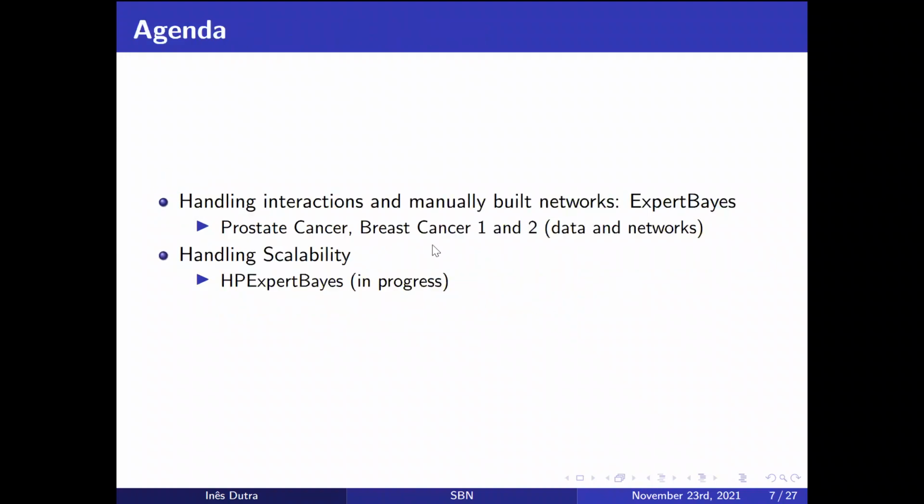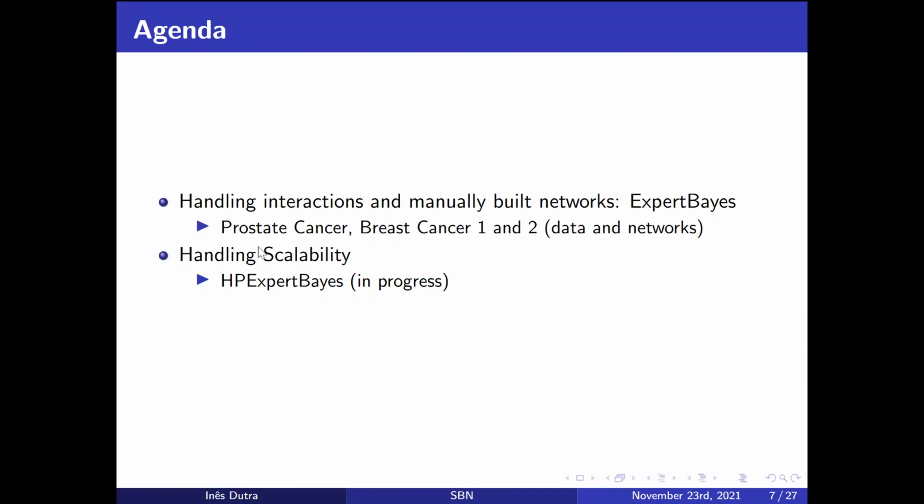So I'm going to talk about two things. One is handling interactions and manually built networks, and then I'm going to talk about ExpertBayes, which was the first software that we implemented. I'm going to show you ExpertBayes in three different data sets: prostate cancer, breast cancer #1, and breast cancer #2. These are two different machine learning tasks in breast cancer.